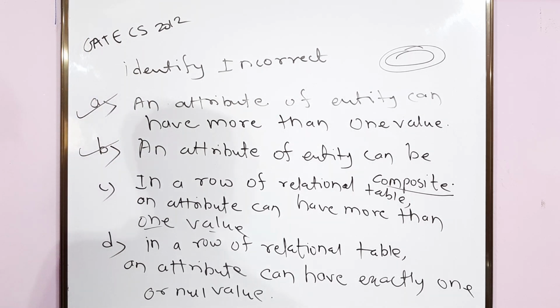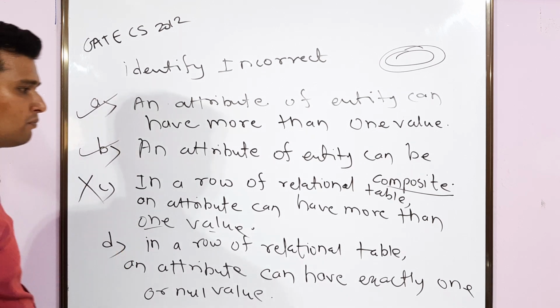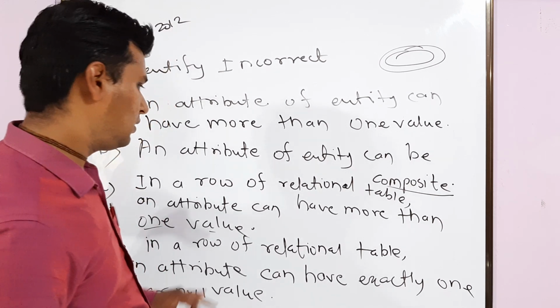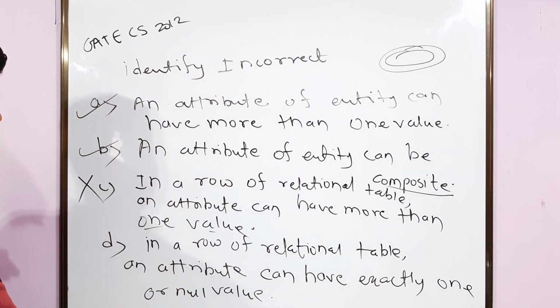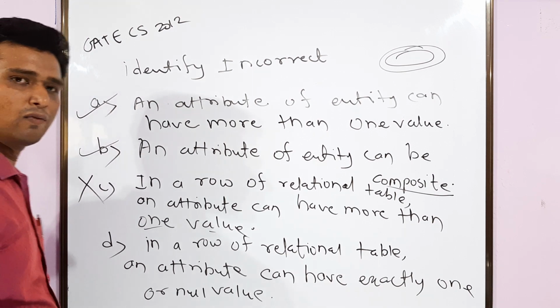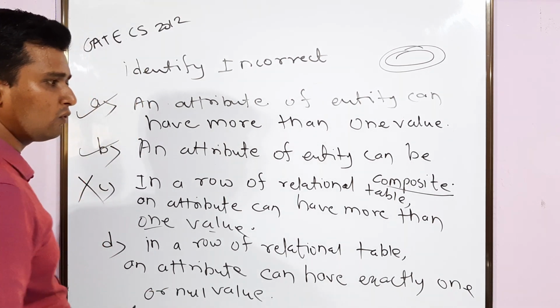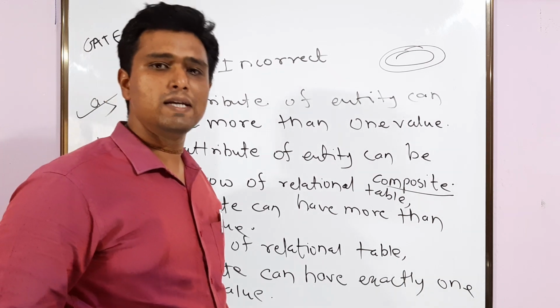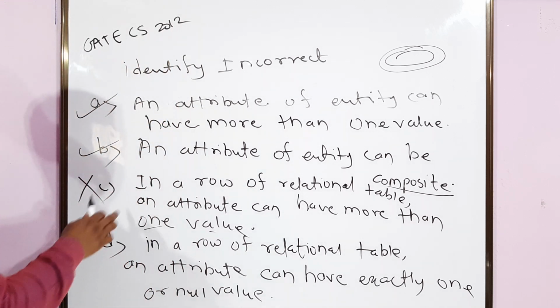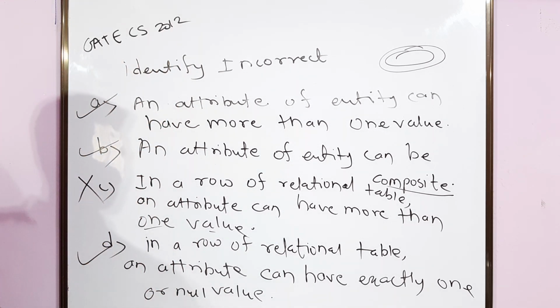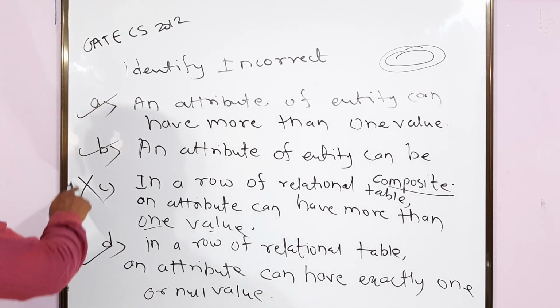See, in a row of a relational table, an attribute can have more than one value. Where this violates 1NF, because an attribute in a row of a relational table does not have more than one value. Across more rows we can have that, but in one row we cannot. If it is in one row, it means one cell has more than one value, so it is denying the property of 1NF, so it will not be in 1NF. So this statement is wrong. And D is: in a row of a relational table, an attribute can have exactly one ordinal value. That is true. So the correct option is option C.